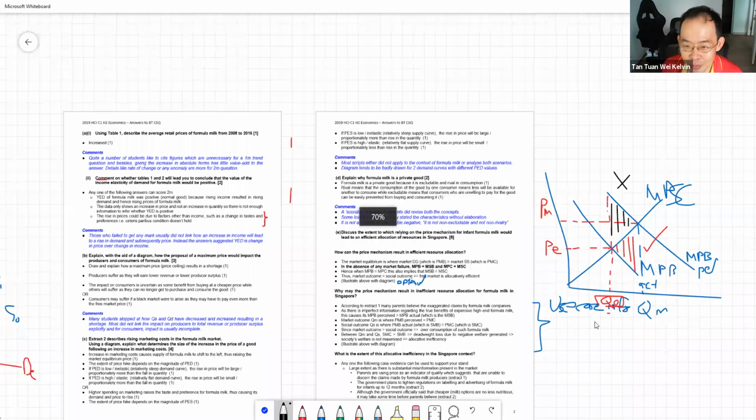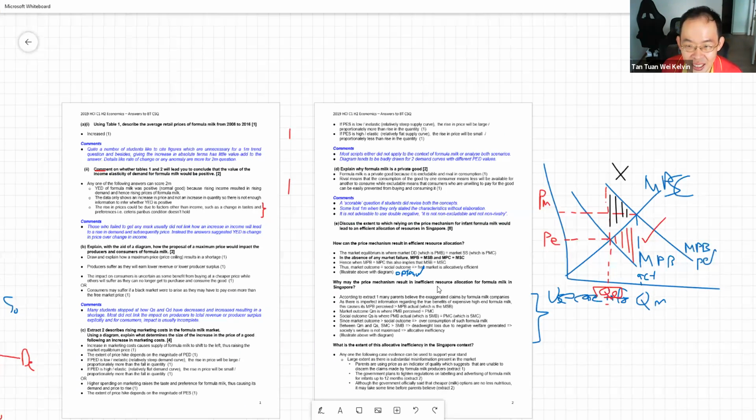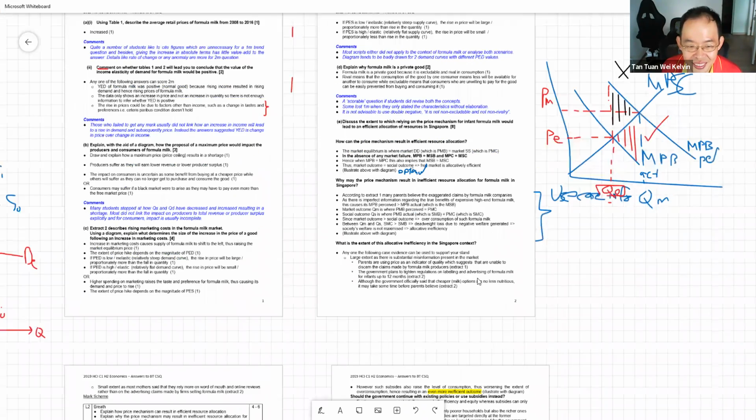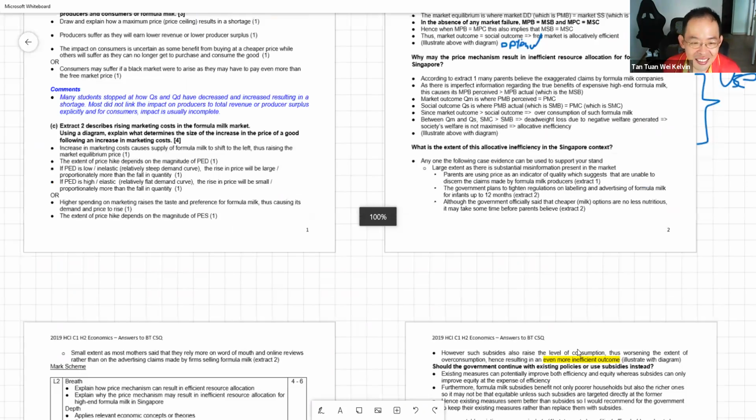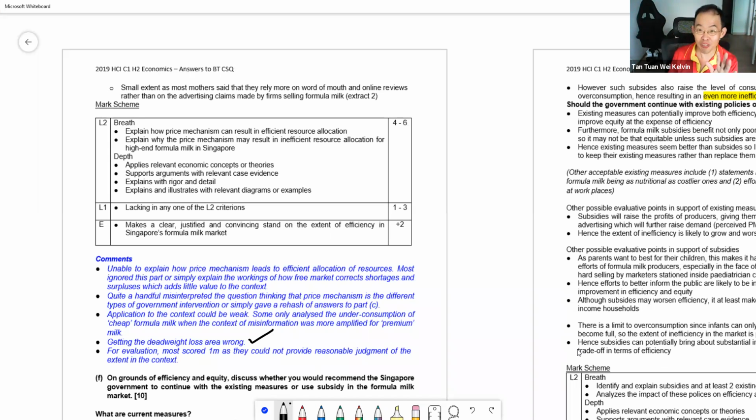So if you look at the examiner's comments, let me highlight here. Do you see this? So when you draw a graph, remember, if you only have time for one graph, please draw the imperfect information graph. Please shade the correct deadweight loss.